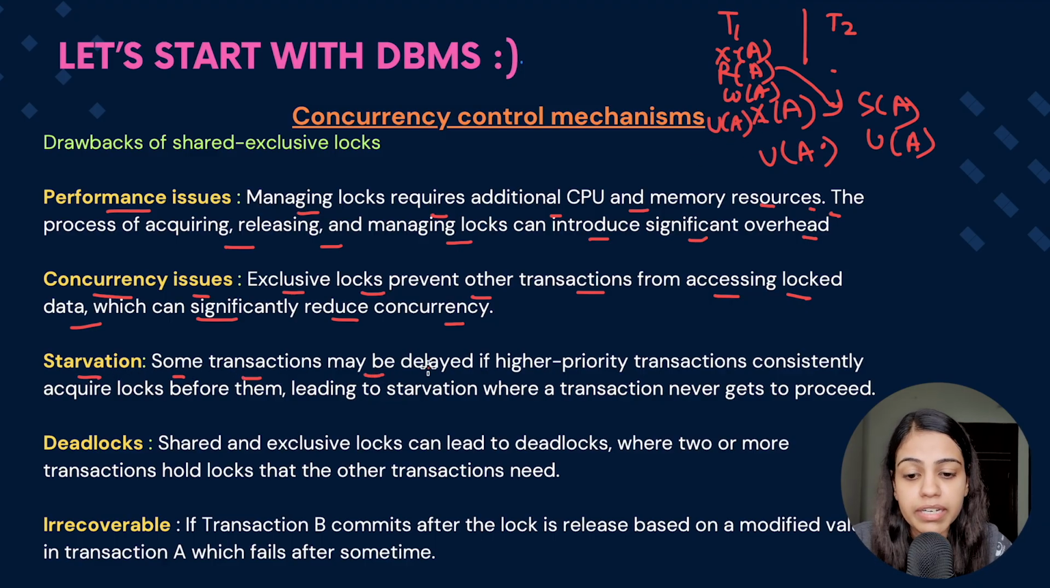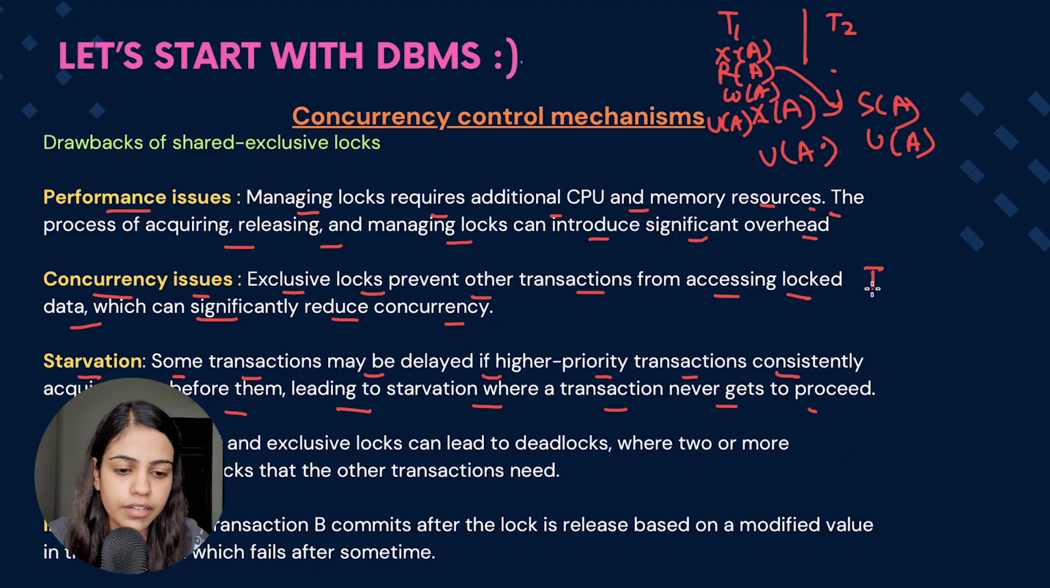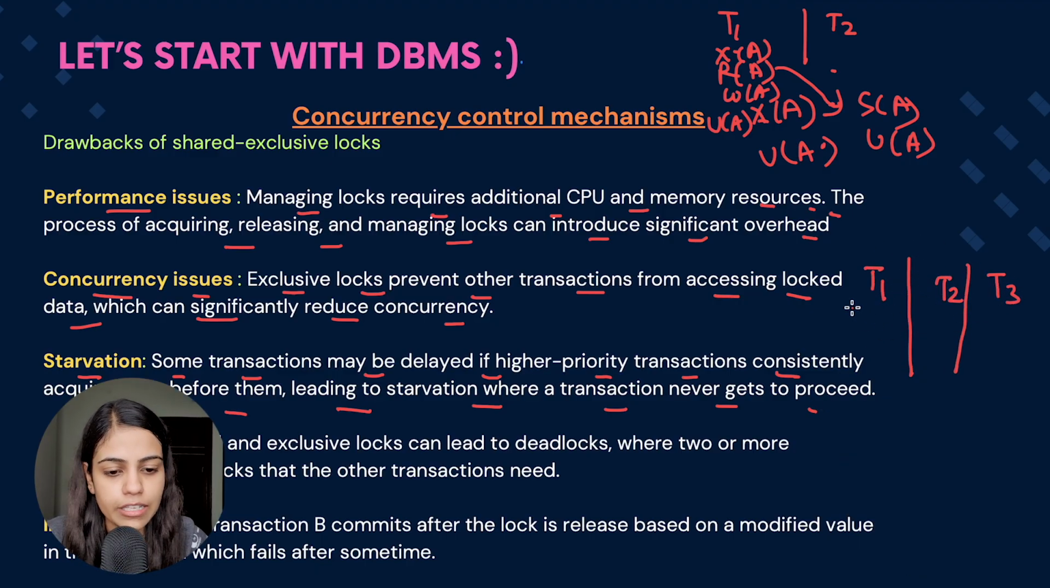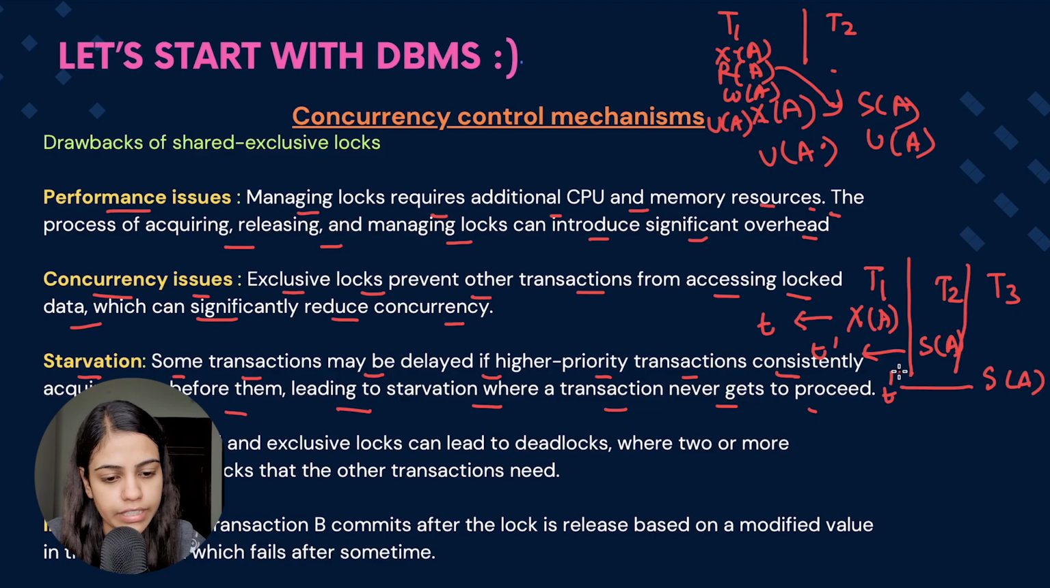Some transactions may be delayed if higher priority transactions consistently acquire locks before them, leading to starvation where a transaction never gets to proceed. Consider if there are three transactions T1, T2 and T3. As part of T1, I am acquiring an exclusive lock. It is happening at time T. As part of T2, I am acquiring a shared lock. It is happening at time T'. And as part of T3, again I am acquiring a shared lock, which is happening at time T''.